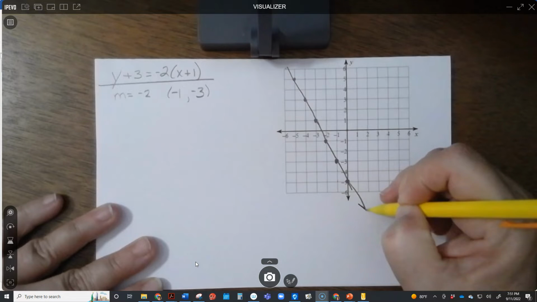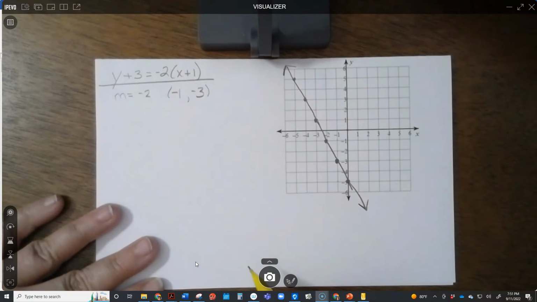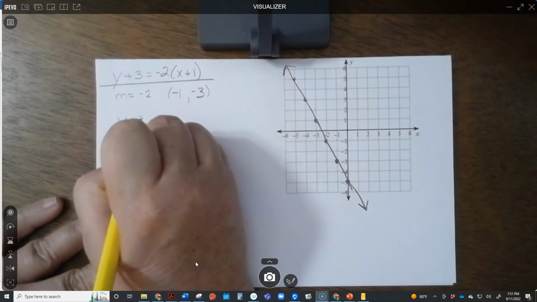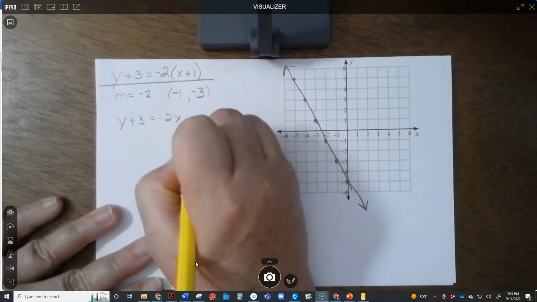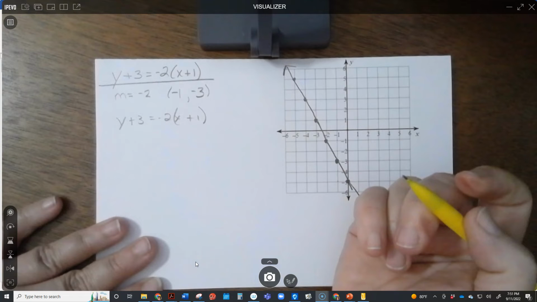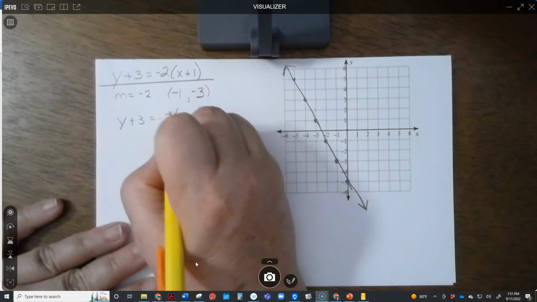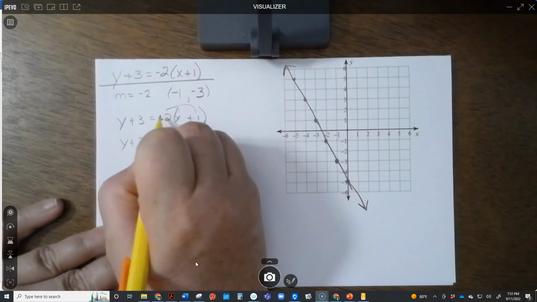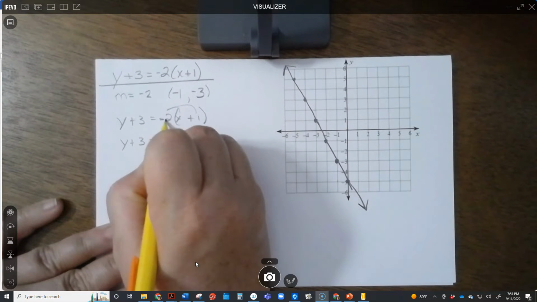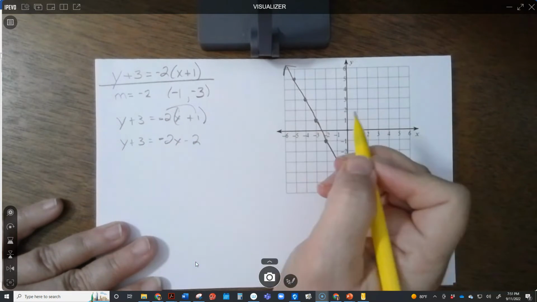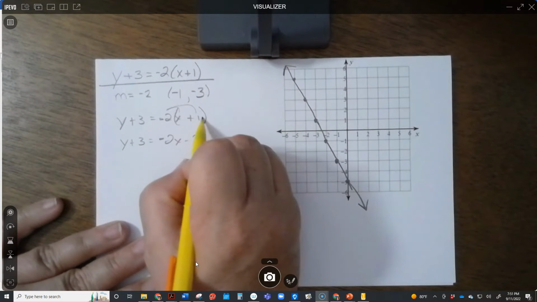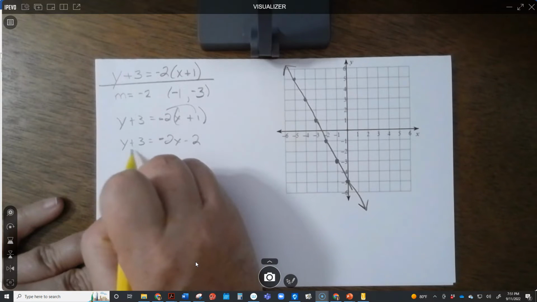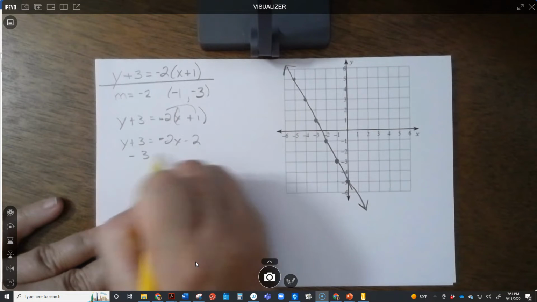Now, they may give you an equation and ask you to graph it, but they also may give you this equation and ask you to change it into slope-intercept or standard form. So if they want it in slope-intercept form, you're going to start by distributing that slope. So -2 times x is -2x, -2 times 1 is -2. So we distribute the slope, and now we move this number over here to the other side because the y needs to be by itself.